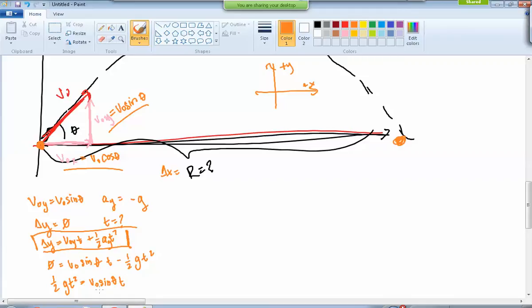Alright, I'll solve for t. One of these t's cancels out with the other t. Are we cool with that? And then therefore, t equals 2 v naught sine of theta divided by g.